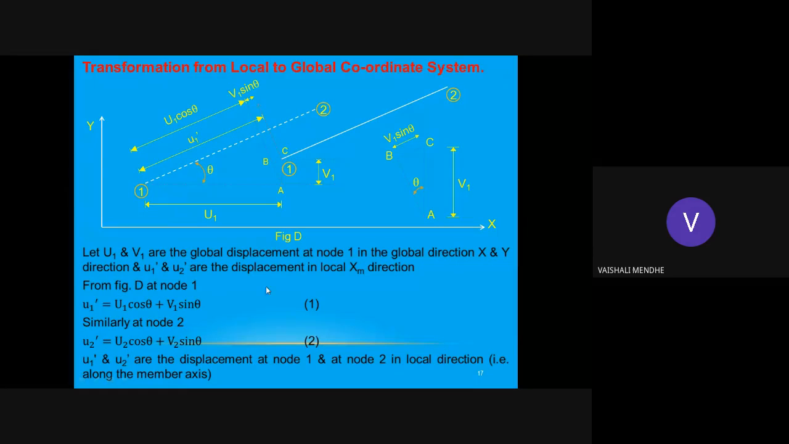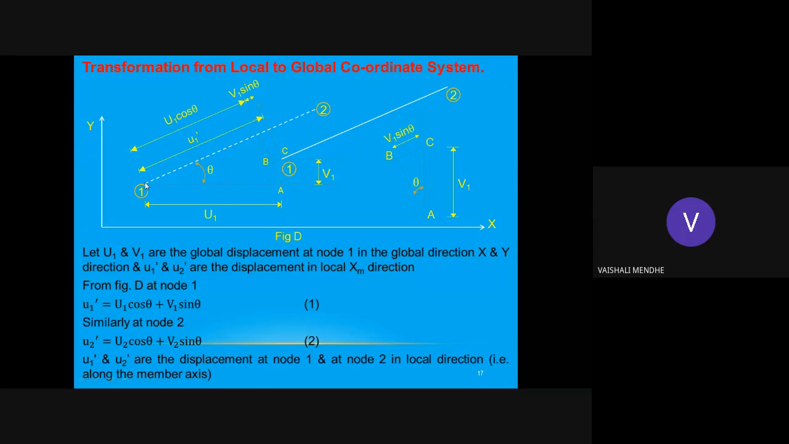And u1 dash and u2 dash are the displacements in the local xm direction. For the local direction I have denoted with the small letter with the help of a dash. So u1 dash is the displacement in the local direction. Local x है, you can say it is local x, lx or xm, don't be confused.